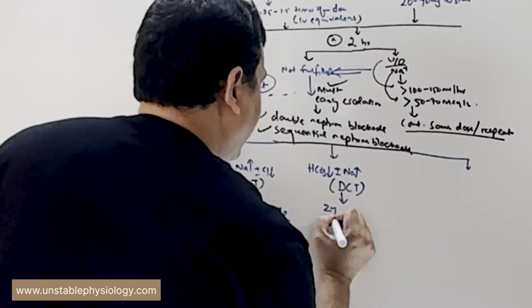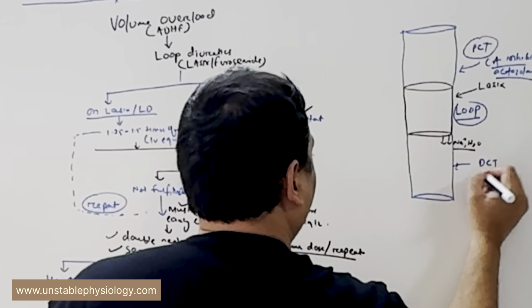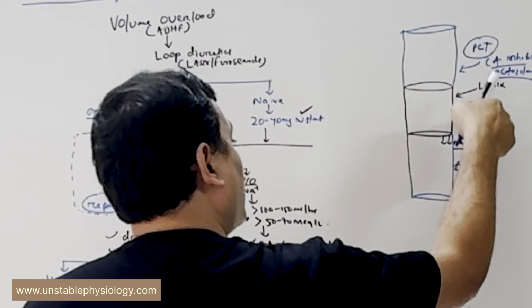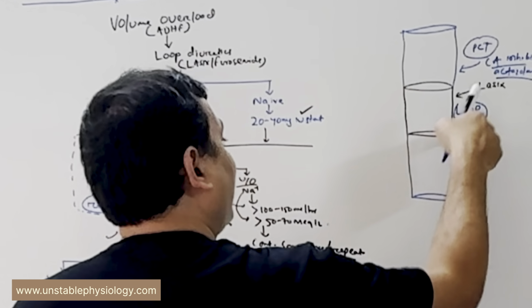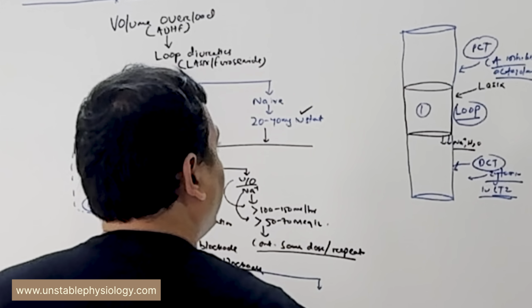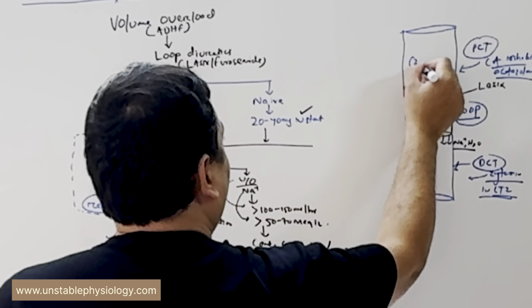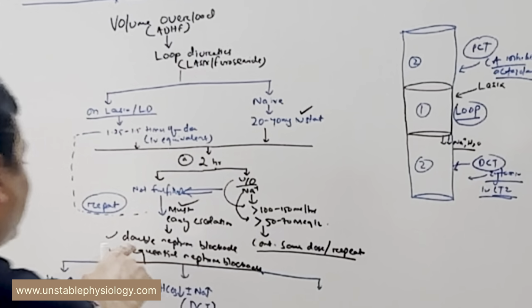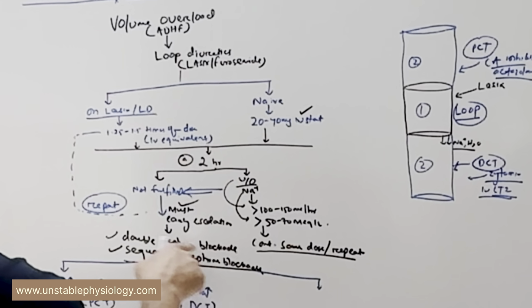If the patient cannot take PO, IV chlorothiazide is the drug of choice here. So here lies the DCT. Here you have given a loop, it's not working, bicarbonate is low, the patient is acidotic, you add diuretics like IV chlorothiazide, right? They work on the DCT. You can see this is sequential: this is number 1 nephron to be blocked, and this can be number 2. This is called sequential nephron blockade or double nephron blockade, right?